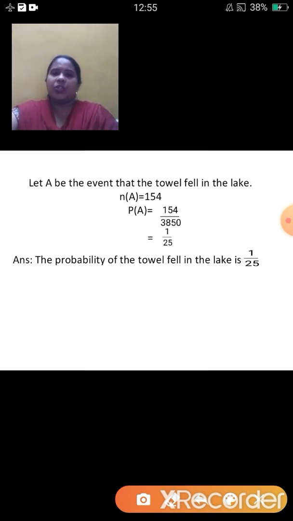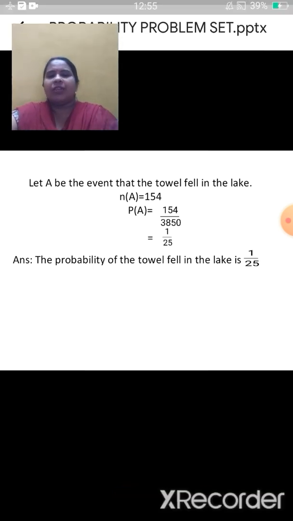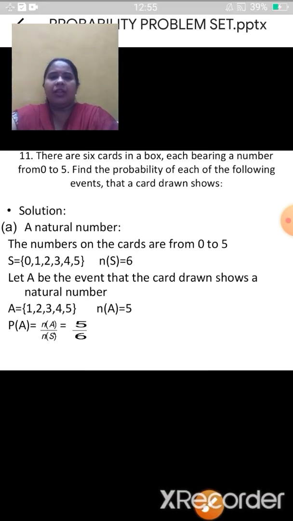I hope you have understood this. Let any geometrical figure be asked. The first thing is to find the area of the geometrical figure. That will be the entire area. That will be the value of n of S. Then as per the given question, you have to find n of A, and probability will be to divide it. Okay. With this we come to the end of this. Let us move to the next sum.